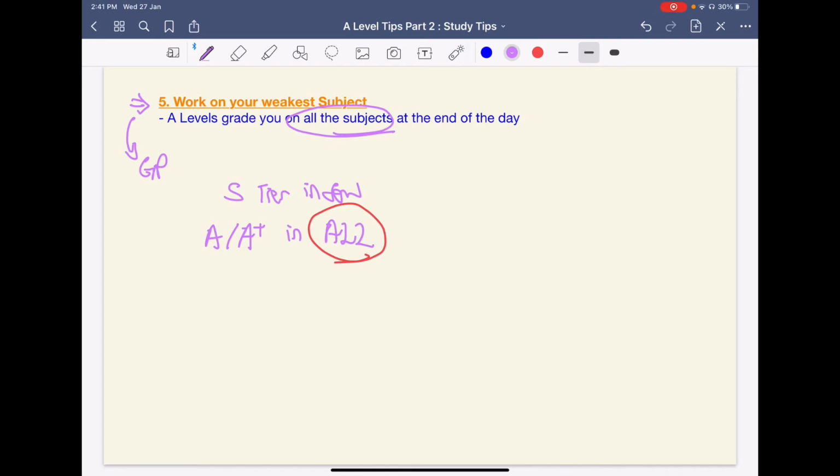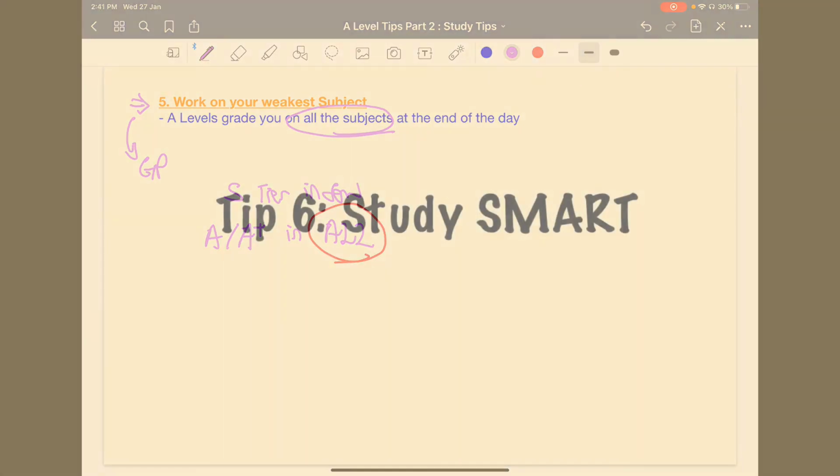Although I dedicated a lot of time to my sciences and math, I neglected my GP by not putting in as much practice. And yeah, it really pulled down my grades overall for the A levels. So make sure you always put in conscientious effort in your weaker subjects.